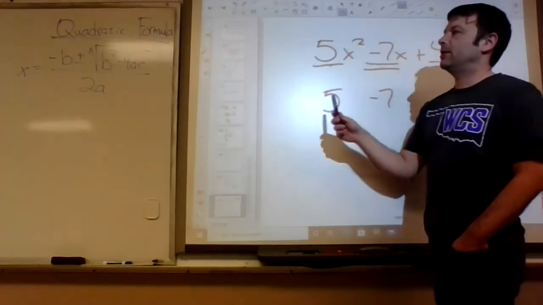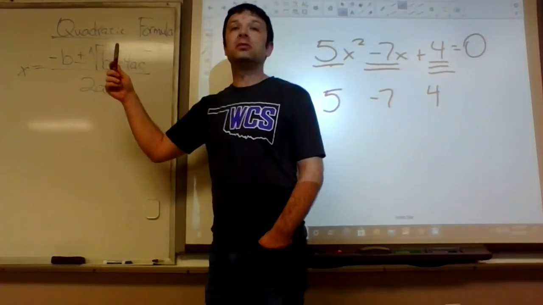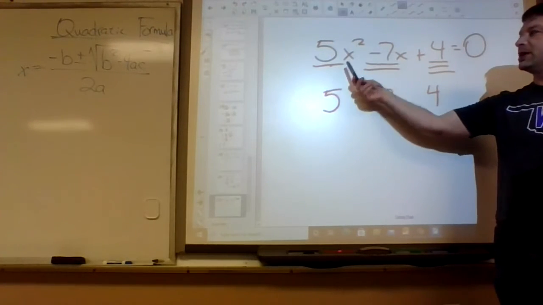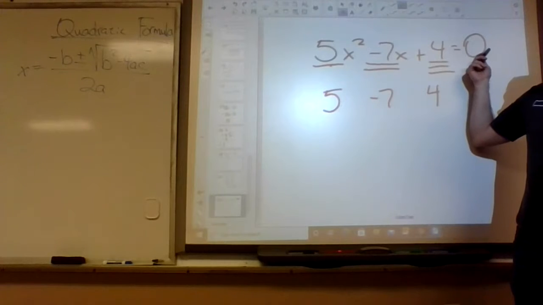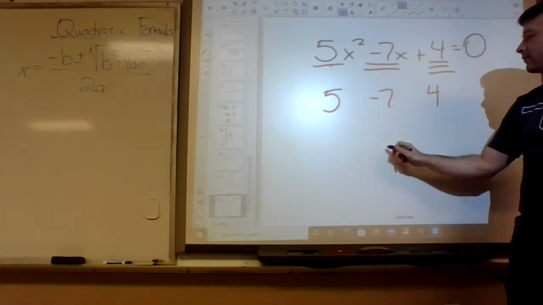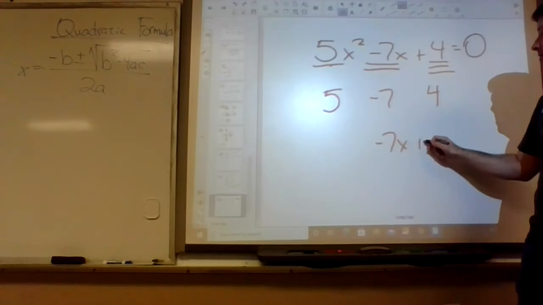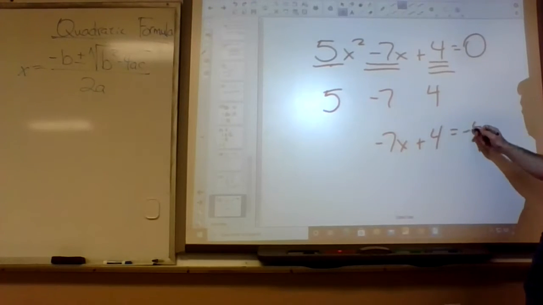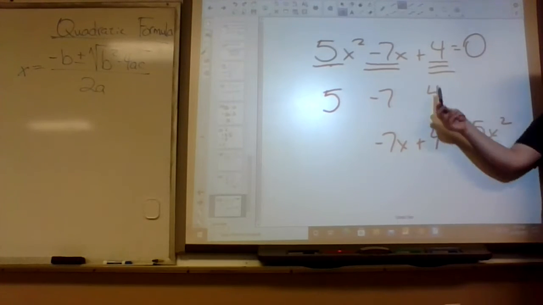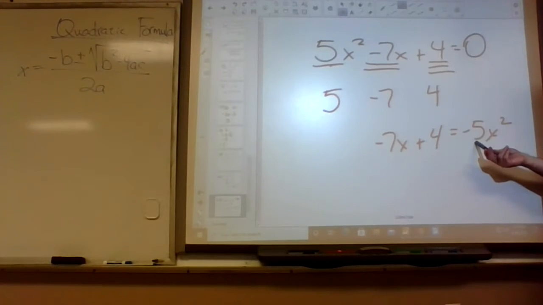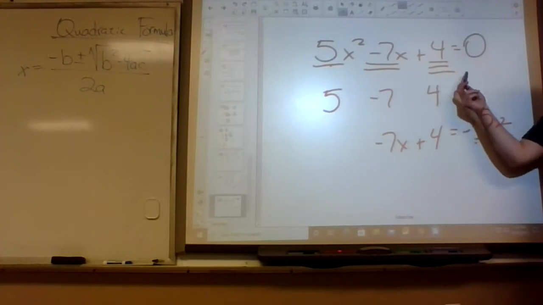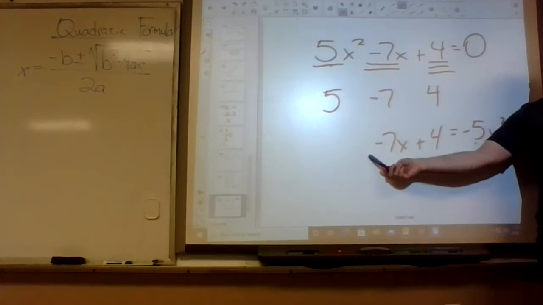Does it always go A, B, C? Well, kind of. If they put it in order, yes, it's always A, B, and C. But what if the x squared's over here? Well, you've got to fix it and put it in the right order. So, for example, if they had written this, these are the same thing. The A value is still +5. It's just, if it's not in the right order, you've got to fix it and make it in the right order.